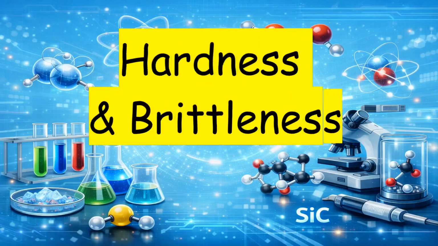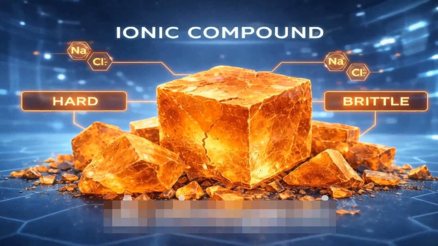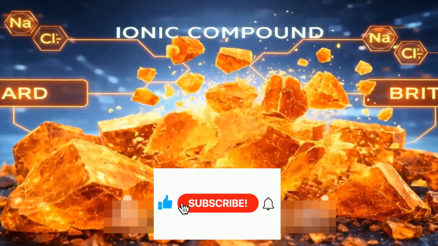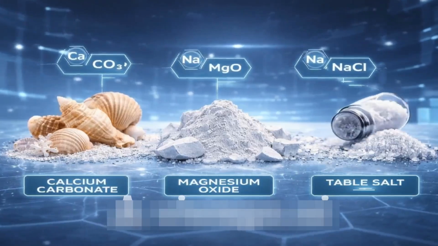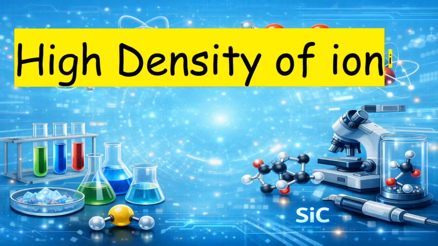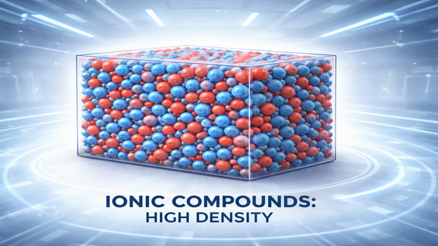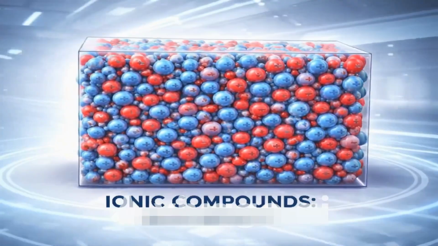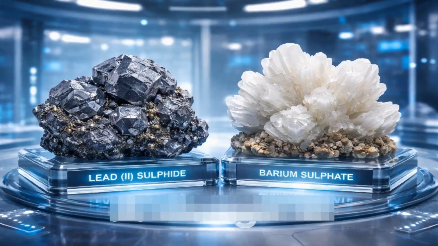Hardness and brittleness. Ionic compounds are usually hard and brittle. Brittle means they break easily. Examples of ionic compounds that are hard and brittle are calcium carbonate like seashells, magnesium oxide, table salt, etc. High density. Ionic compounds have high densities. This is because they have a large amount of ions in a small volume or space. Examples of ionic compounds with high densities are lead sulfide, PbS, barium sulfate, BaSO4.